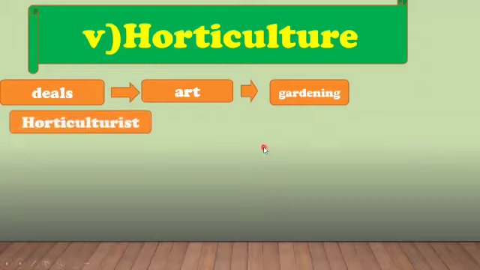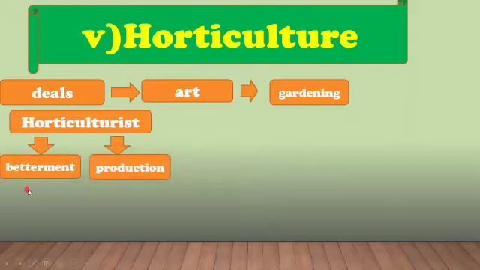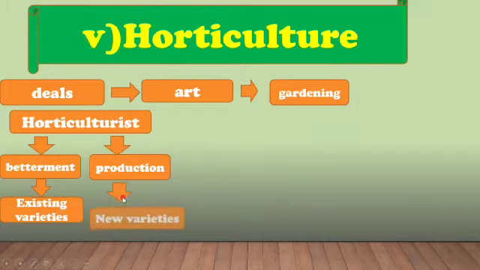Now, who is a horticulturist? A horticulturist is that person who adopts the profession, the career of horticulture. Now, what is the job of this horticulturist? He does the work for the betterment and for the production. What two things? For the betterment and for the production. But the betterment of what, and the production of what? The betterment of the existing species. Those varieties of plants that exist, the horticulturists work for improving these varieties and also for the production of new varieties, so that we find ways in which new varieties can be formed.